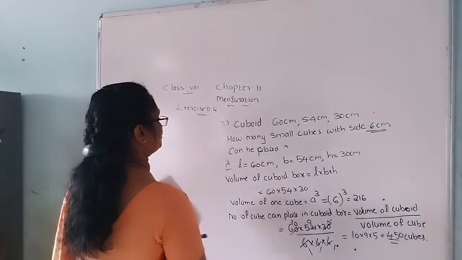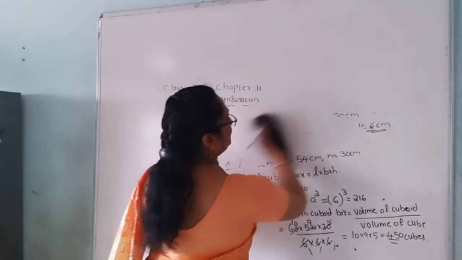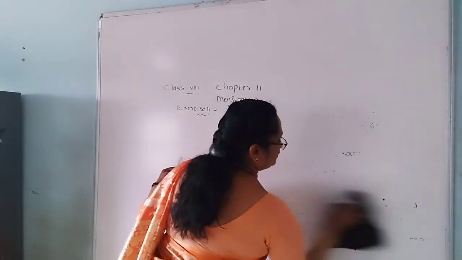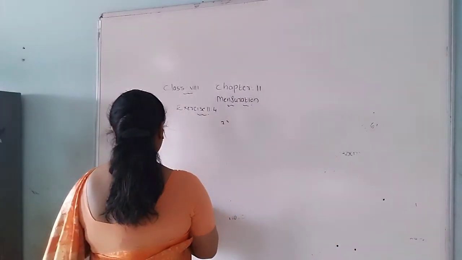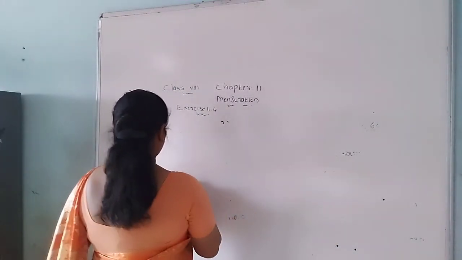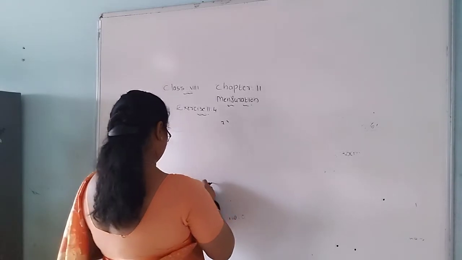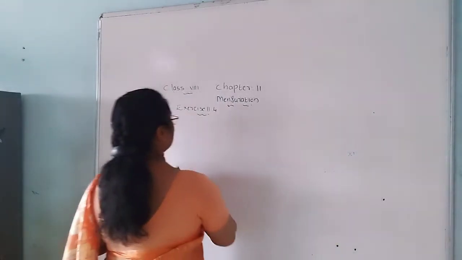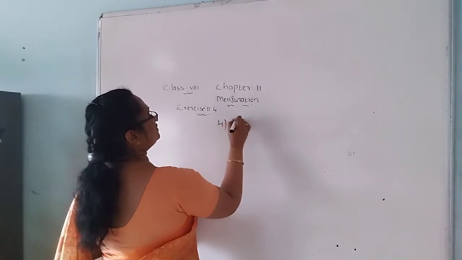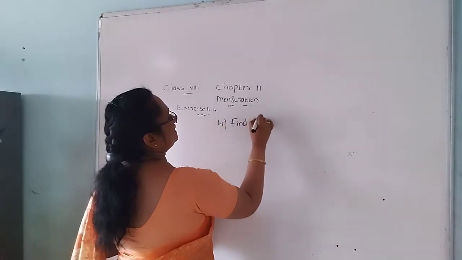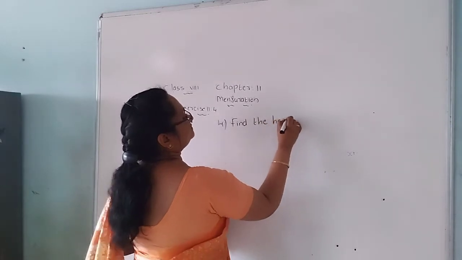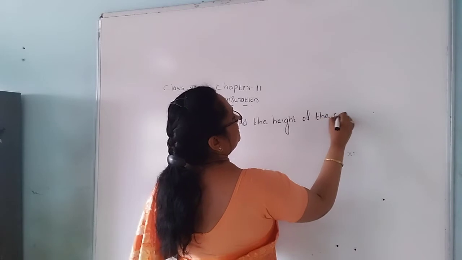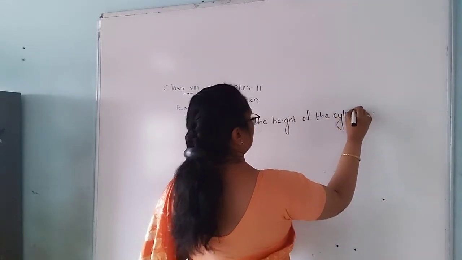Then the next, fourth question. In the fourth question, they have given us: find the height of the cylinder. Height of the cylinder, find out.